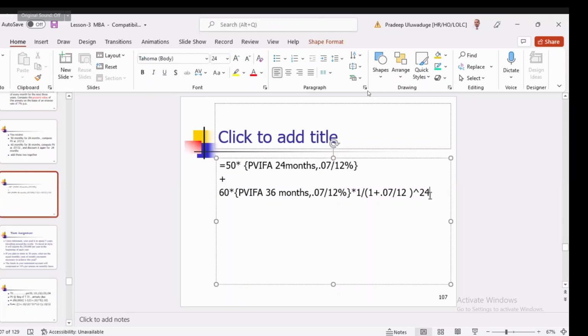So it equals 50 multiplied by 1 minus 1 over 1 plus r, that is 1 plus 0.07 divided by 12, to the power 24, divided by the whole thing divided by 0.07 divided by 12.